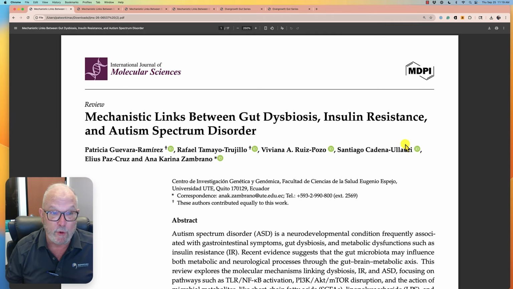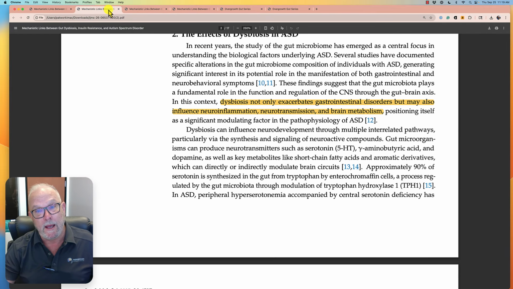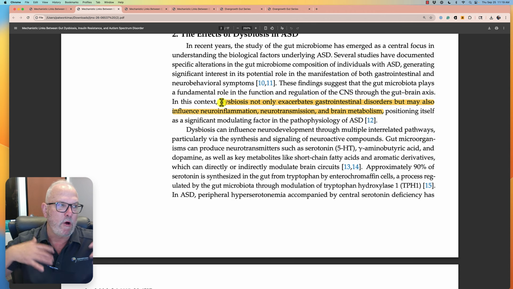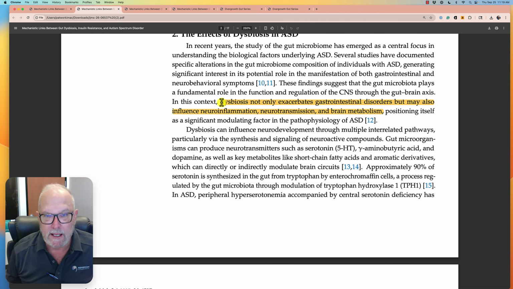Today we're going to review another paper linking gut bacterial overgrowth or gut dysbiosis with autism. SIBO and dysbiosis are interchangeable terms. It just means overgrowth and imbalance of bacteria, predominantly in the small intestine, all right?